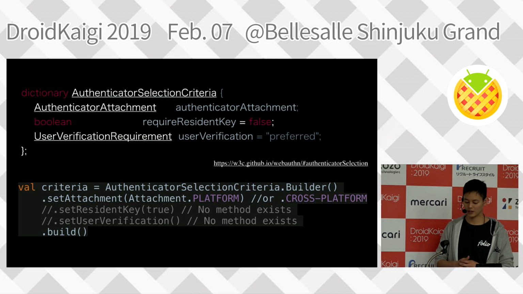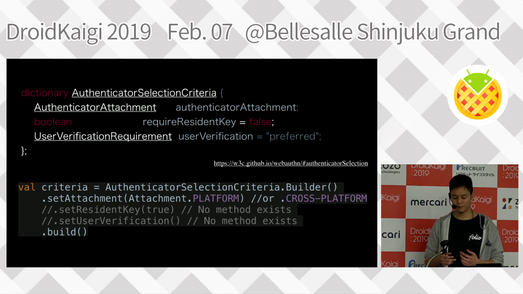Authenticator attachment specifies the form of authenticator, and they are either platform or cross-platform. The platform means the authenticator is attached to the platform itself. So, for example, in the Android case, the platform authenticator would be something like the fingerprint and the key store. That's because it's attached to the platform itself.